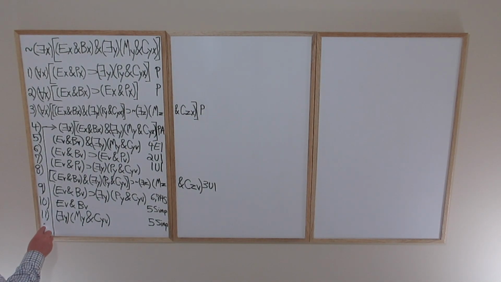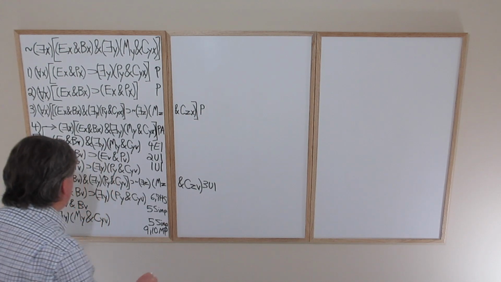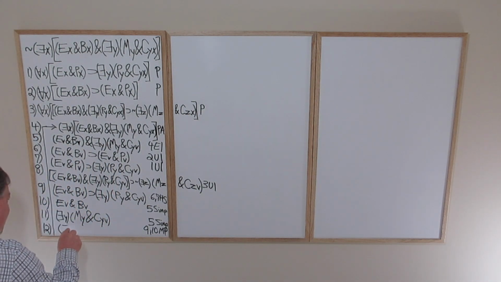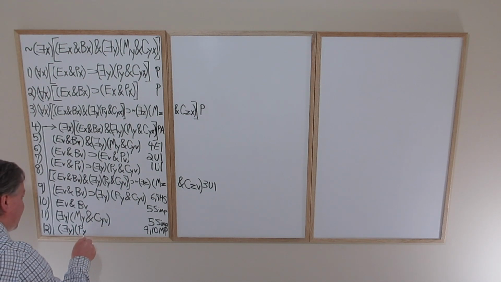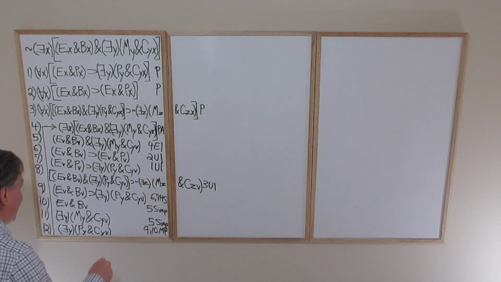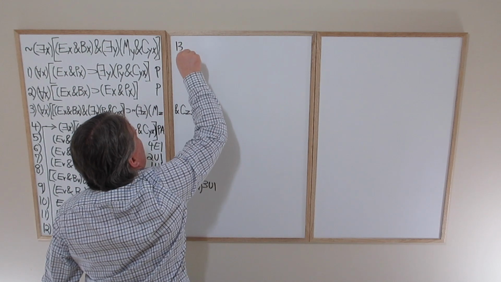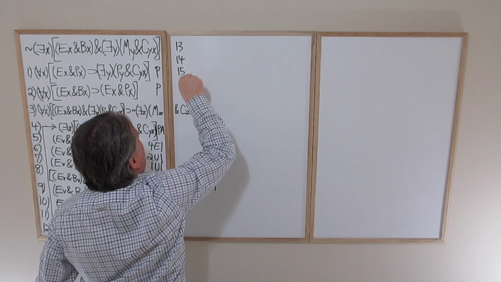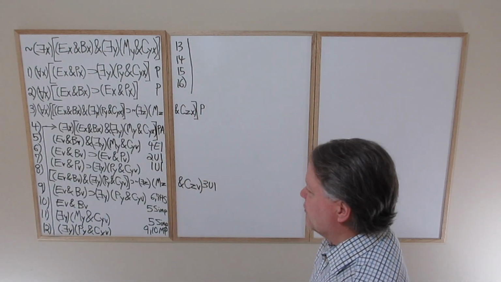Now, we can end off this column here by doing one last modus ponens on lines 9 and 10, and that'll give us there's at least one Y such that Y is physical and Y causes V. Now, we can continue over on this board. We're still in the subproof.